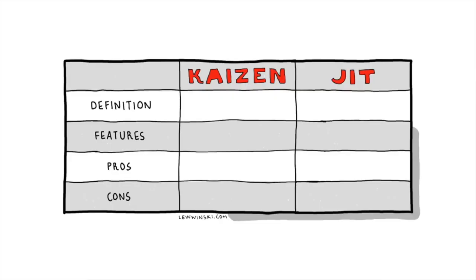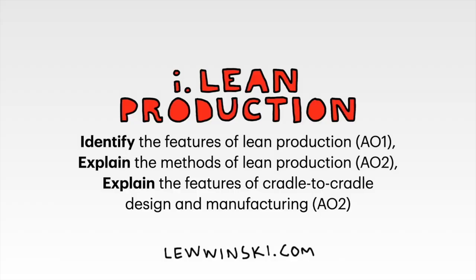Just a reminder that there was a table that I asked you to fill in at the start of this class, and I hope now it's a piece of cake and you understand the definition, features and pros and cons of Kaizen and JIT. Congratulations, 2 out of 3 assessment objectives are achieved, hopefully, and now we move on to the last assessment objective of this class, to explain the features of cradle-to-cradle design and manufacturing.